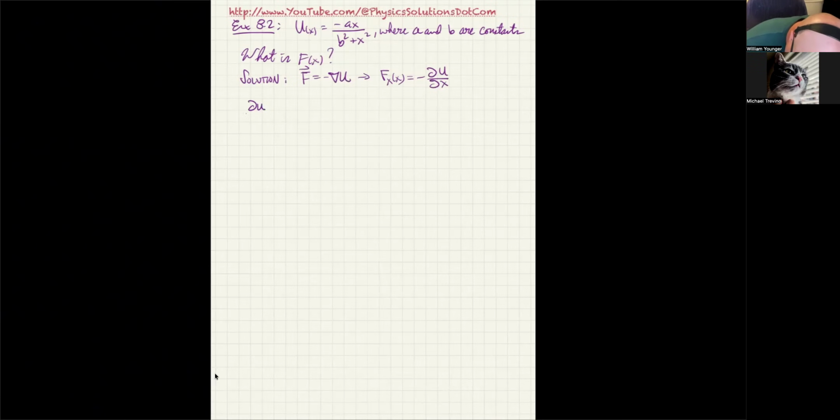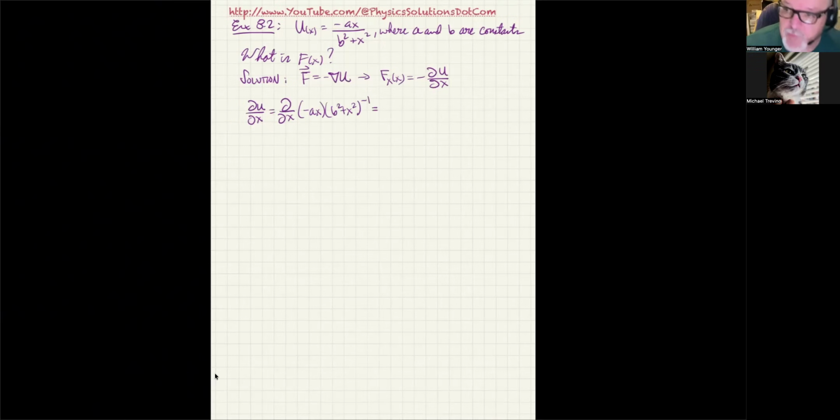So partial of u with respect to x is equal to the partial with respect to x. And I'm going to do this a way other than using the quotient rule, because I can derive the quotient rule. I can remember it with a little bit of work in my head, but it turns out it's a lot easier just to remember the product rule, and that automatically leads to the quotient rule. So what I'm going to do is say that this is negative ax times b squared plus x squared raised to the negative 1 power. So I can just treat this as a product rule thing.